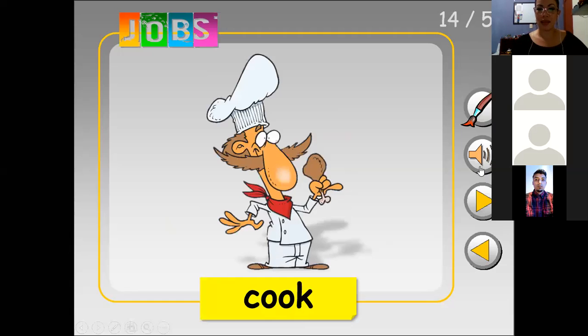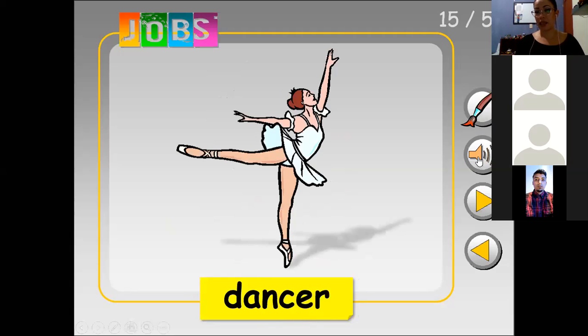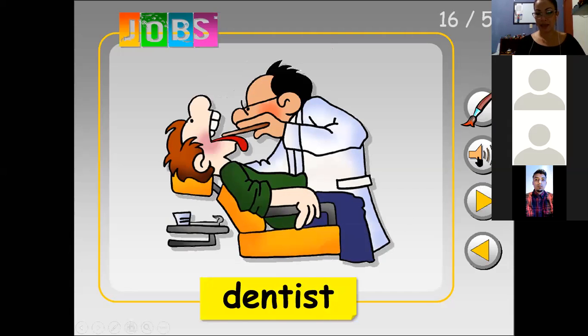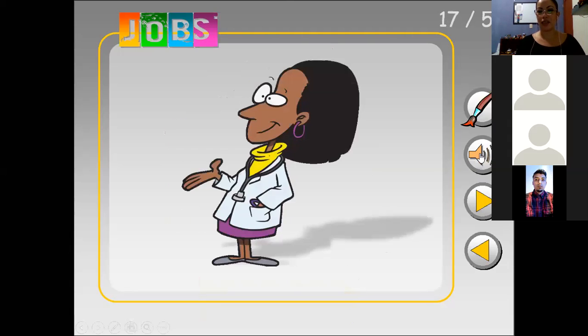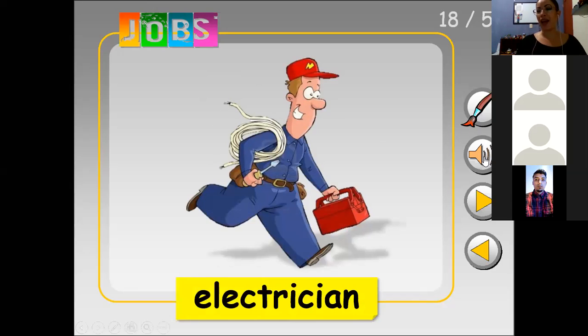Cook. This is a chef, or you can call it cook and that's okay. Pueden decir chef o pueden decir cook. That's okay, de cualquier forma. Dancer. She's a dancer. Yeah, she's a dancer. This one is easy. He is a dentist. Uh-huh, he is a dentist, very good. She is a? Doctor. Doctor, she is a doctor. Nurse. And he is? Plumber. No. Look at the cables. Electrician. Uh-huh. He is an electrician.